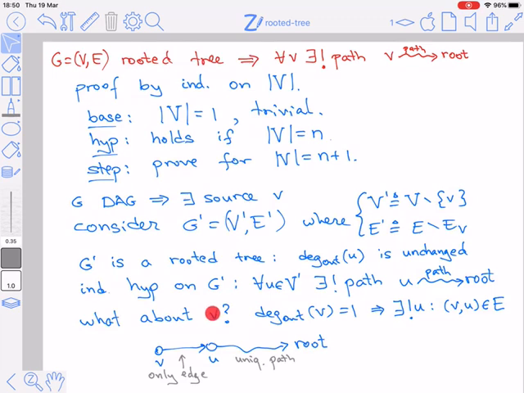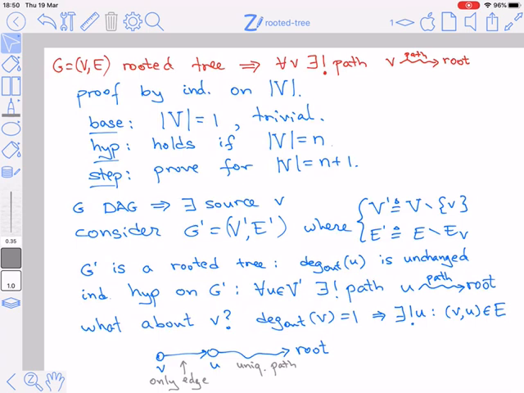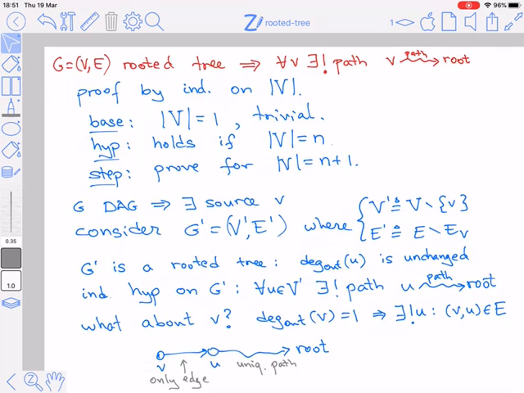So we're left only with dealing with the node V. This is the source that we found in G. What can we say about V? We can say its out degree is 1, therefore there exists a unique vertex U such that there is an edge from V to U. So here's V, there's only one edge that emanates from V and enters the node U, and U is in V prime. So we have already shown by the induction hypothesis that there is a unique path from U to the root. Therefore, we found a unique path from V to the root, and that completes the proof.